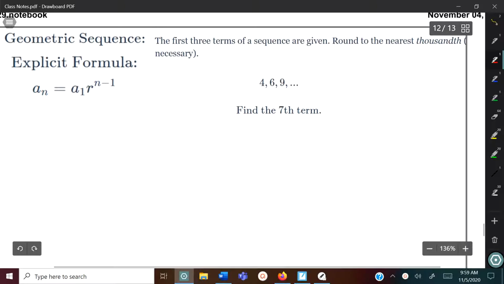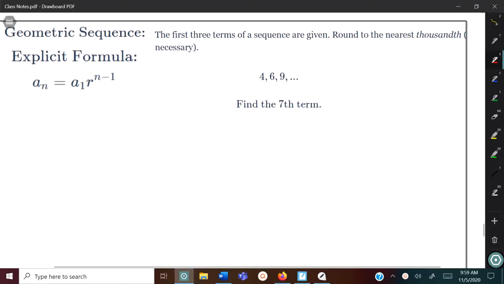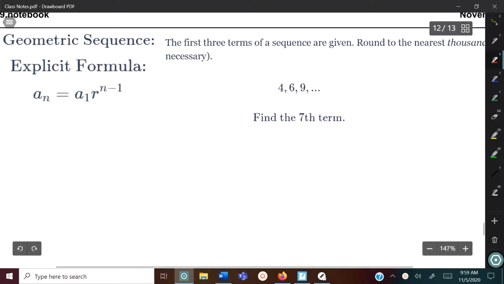In this particular problem, again, it will not tell you if it's geometric or arithmetic. So it's important to make sure you can find that out. And this one looks close, so you have to take a look at it.